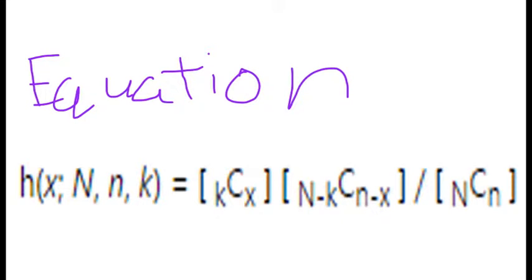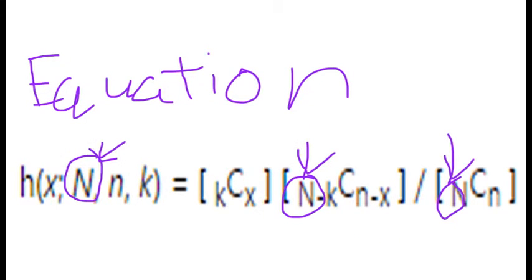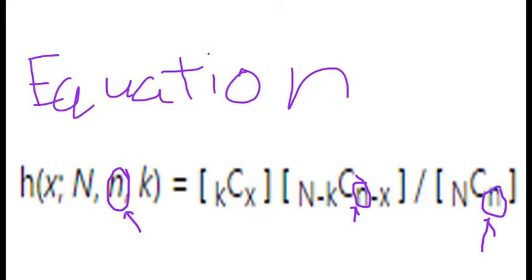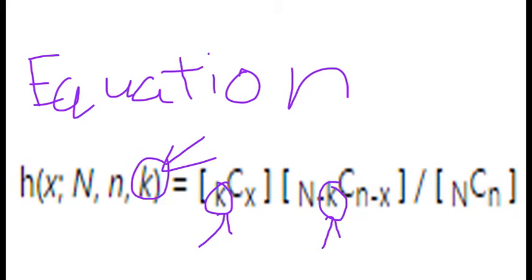Alright, so there are actually quite a few equations for this. I just picked this one because it's the simplest to understand. I have the variables x, big N, small n, and k. First, we'll start with x. X is just the number of successes you're looking for, while big N is your total population, small n is your sample size, and k is the number of successes possible in the population.